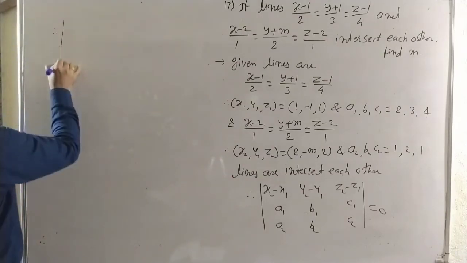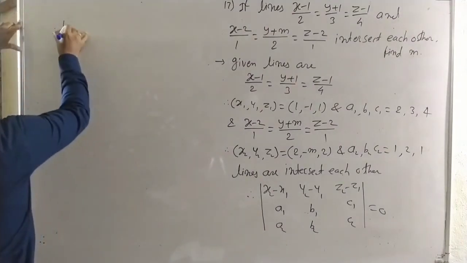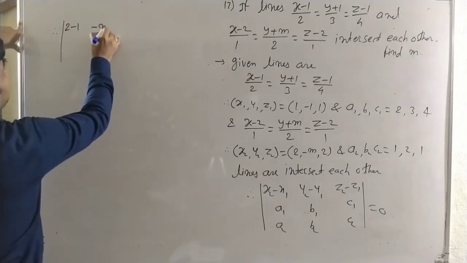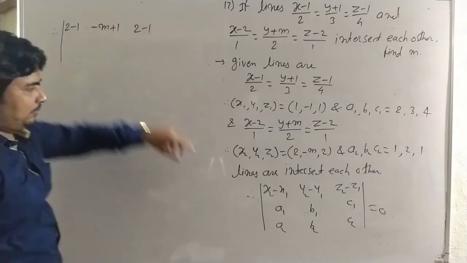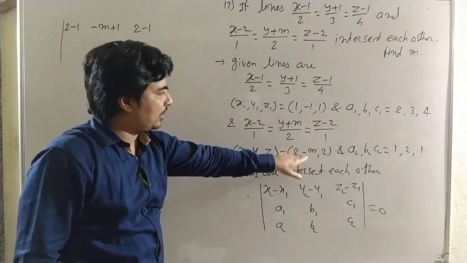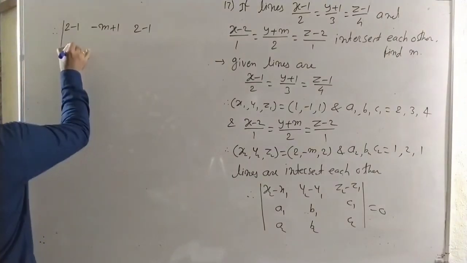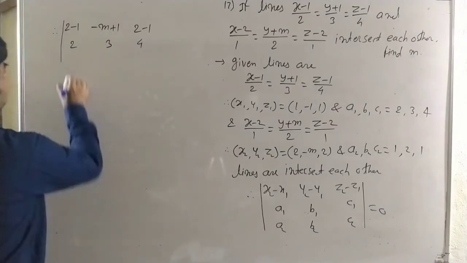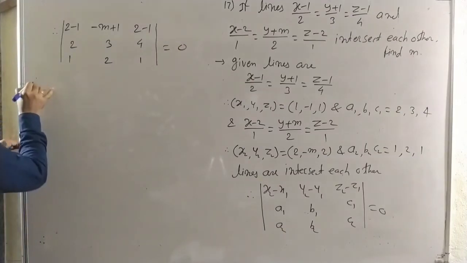Therefore, here x2 minus x1 is 2 minus 1, y2 minus y1 is minus m plus 1, and z2 minus z1 is 2 minus 1. Here see carefully, y2 minus y1 is minus m plus 1. Then a1, b1, c1 are 2, 3, 4, and 1, 2, 1. This is equal to 0. And then solve the determinant.